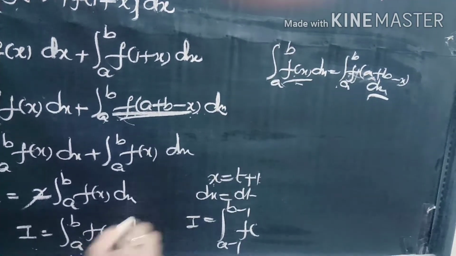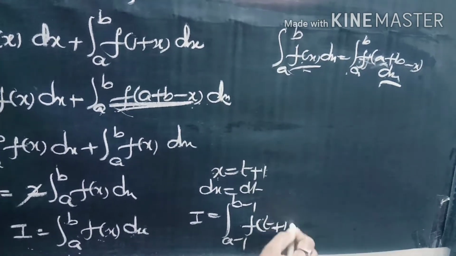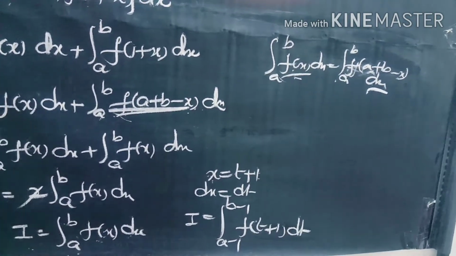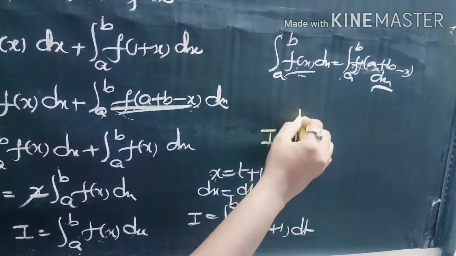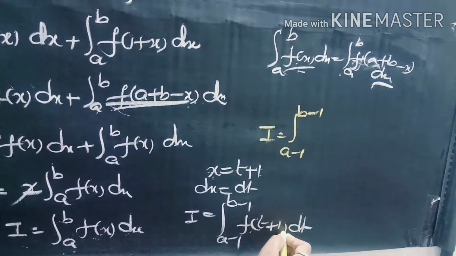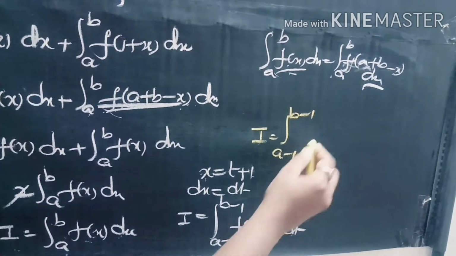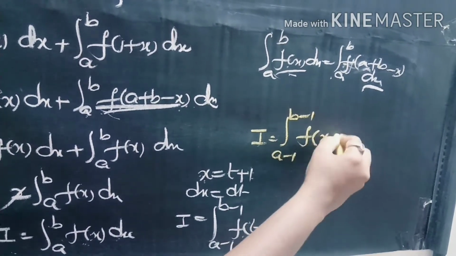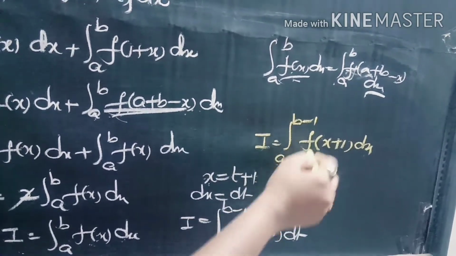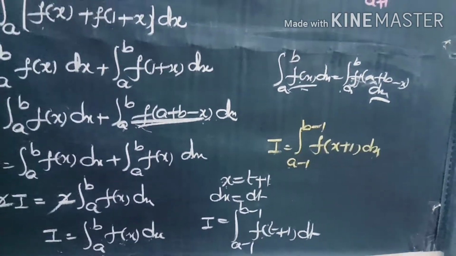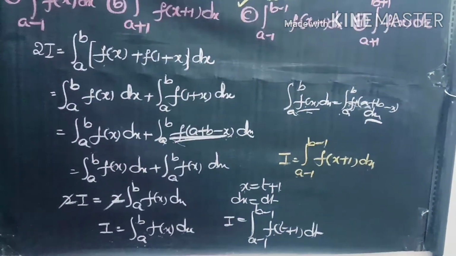f of x, where x is equal to t plus 1, and dx is equal to dt. Therefore the answer is I is equal to the integral from a minus 1 to b minus 1 of f of t plus 1 into dt. We can take the variable t as x, that is the answer is f of x plus 1 into dx within the limits a minus 1 to b minus 1, and this is the third option.